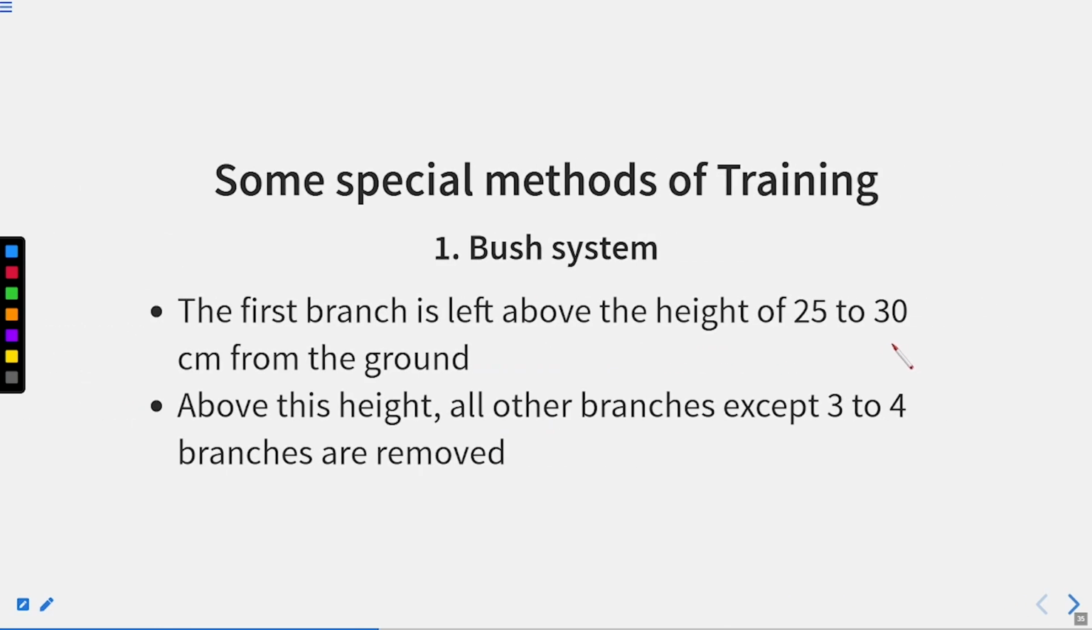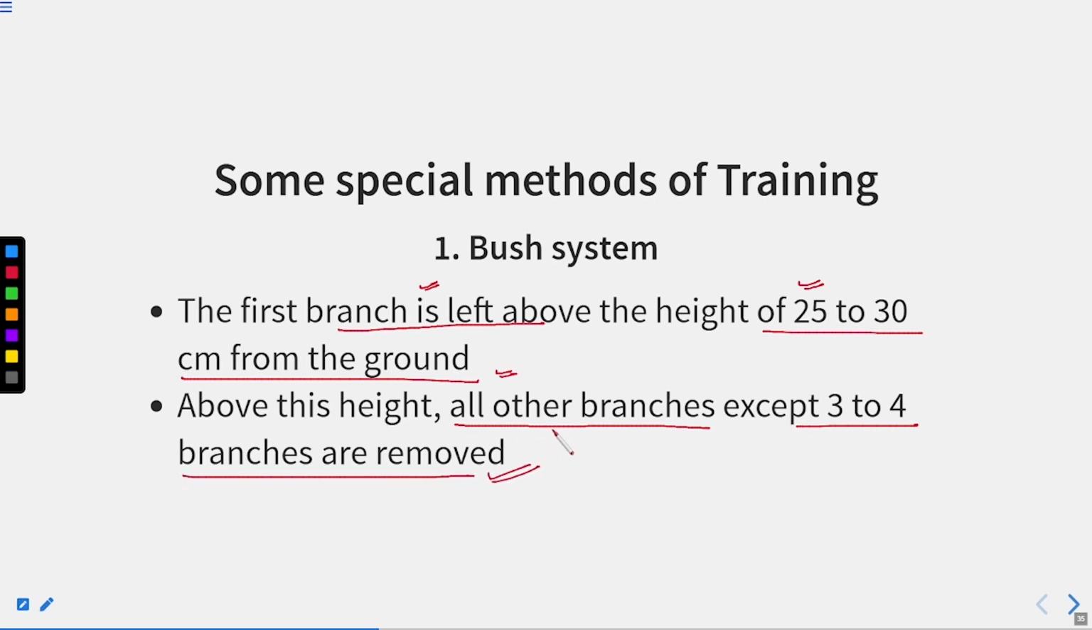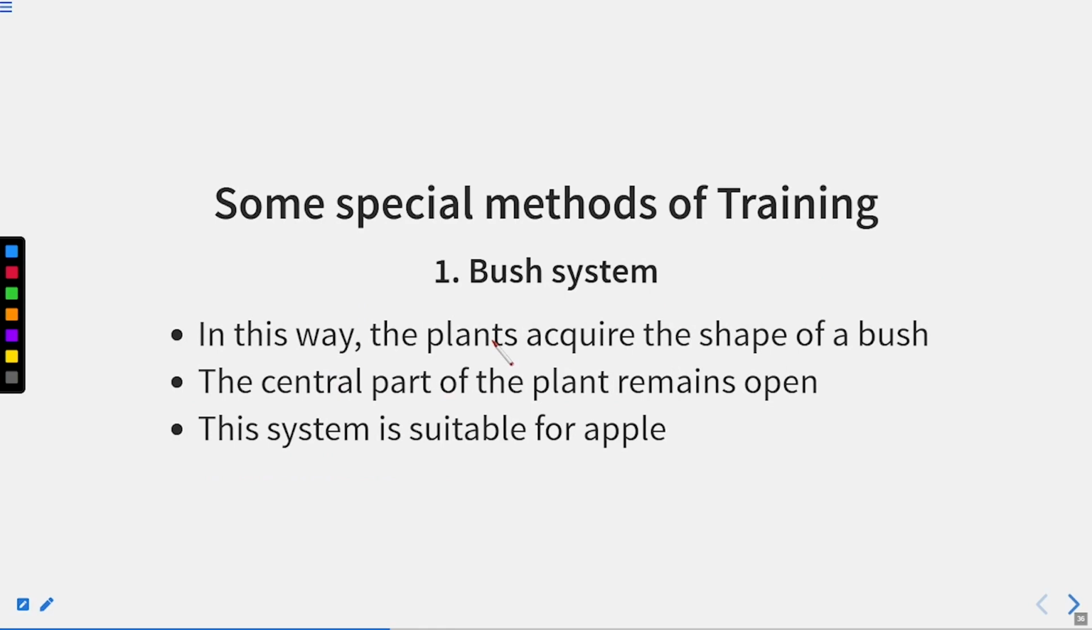The first branch is left above the height of 25 to 30 centimeters from the ground. So this is the first branch that is present at the height of 25 to 30 centimeters from the ground, and above this height all other branches except 3 to 4 branches are removed. We are keeping all the branches above this 25 to 70 centimeter. Only 3 to 4 branches are removed. So in this way, the plants acquire the shape of a bush. The central part of the plant remains open, and this system is suitable for apple.